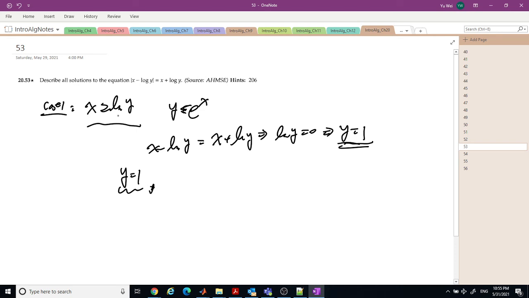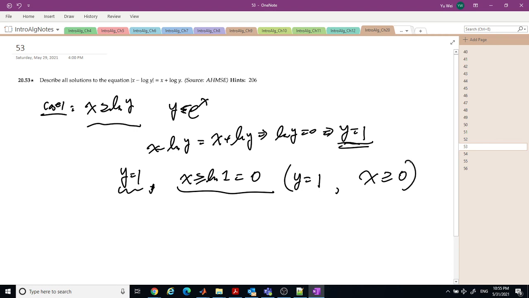So when y equals 1, x needs to be greater than or equal to the log of 1, which is 0. So when y equals 1, x greater than or equal to 0, that's the solution. Okay, then case 2 is x is less than log y, right?